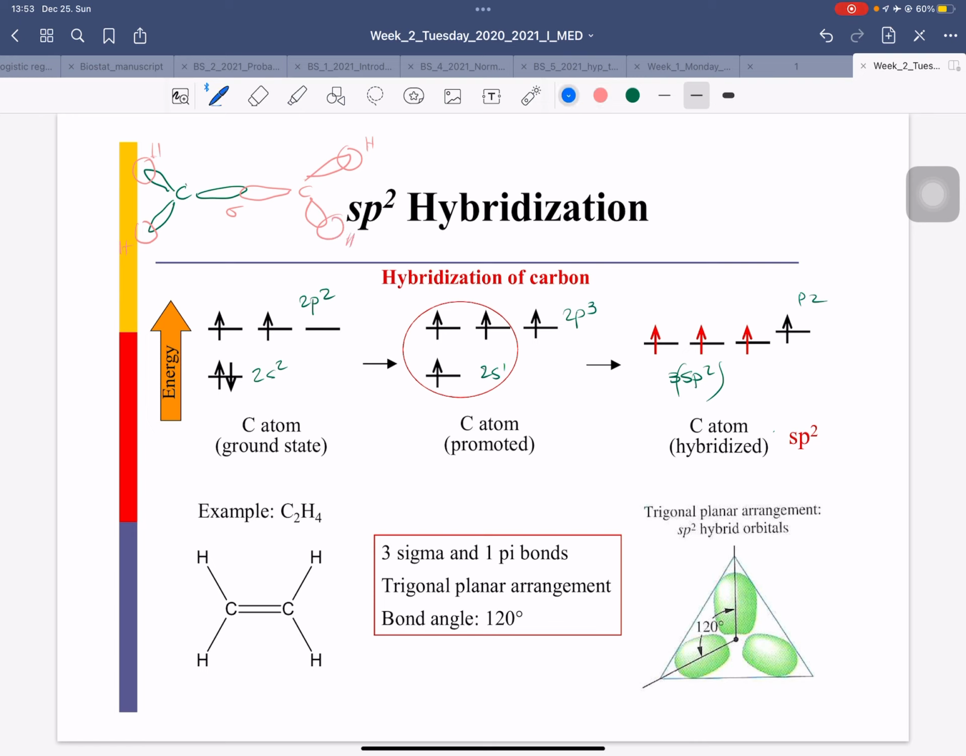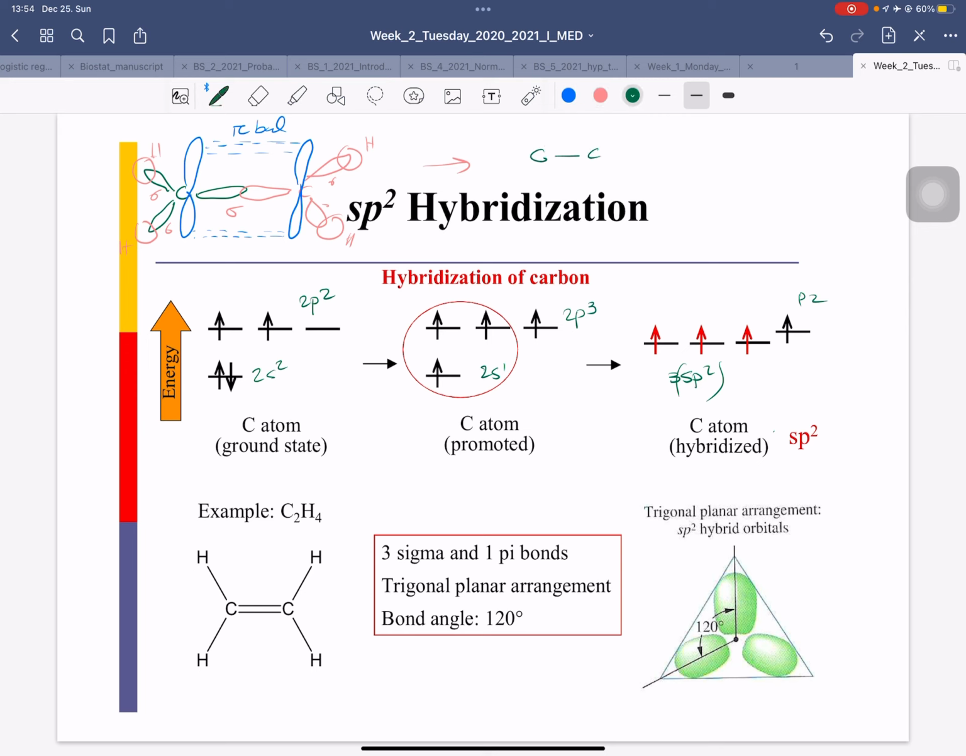But we have here pz from this carbon and pz from this carbon. If we have overlap of these two, we can make a pi bond. The rest of the bonds are sigma: sigma, sigma, sigma, sigma.